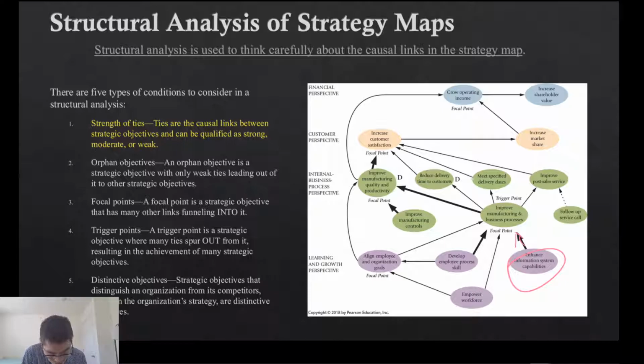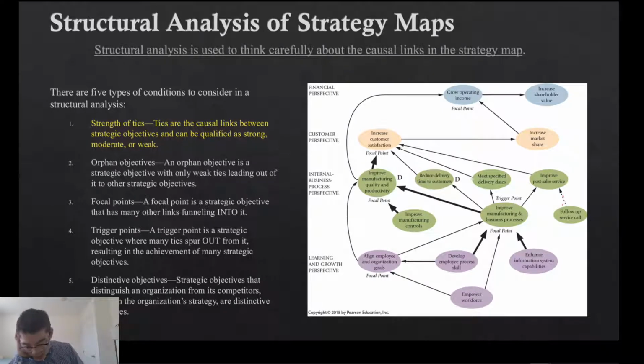If you see this thin link, that means it has a moderate causal link. And here you see the dotted link. The dotted line says these two objectives have a weak causal link. And here, this is the cause and this is the result. And these two have a strong link.